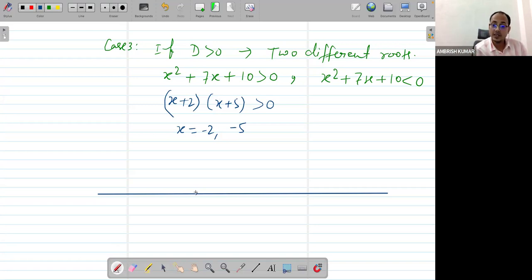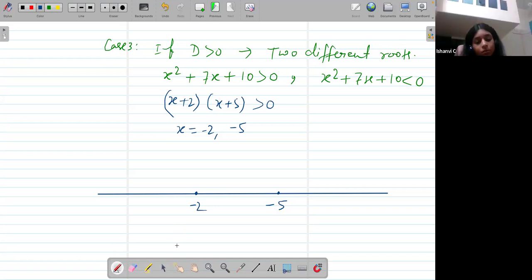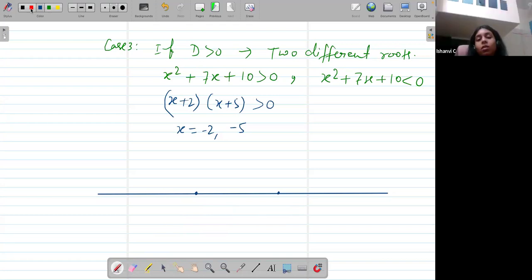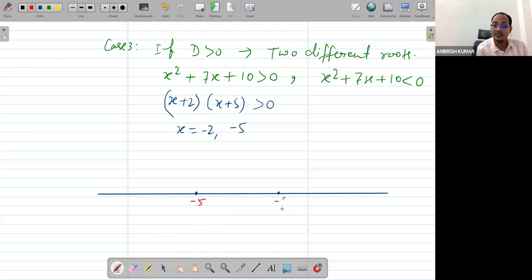So on the left we can take -2, and here we can take -5. Yes or no? Think about it. -5 is a smaller number. That has to be written on the left. -2 is bigger as compared to -5. So on the number line, this is not the right sequence. -5 will be on the left and -2 will be on the right.